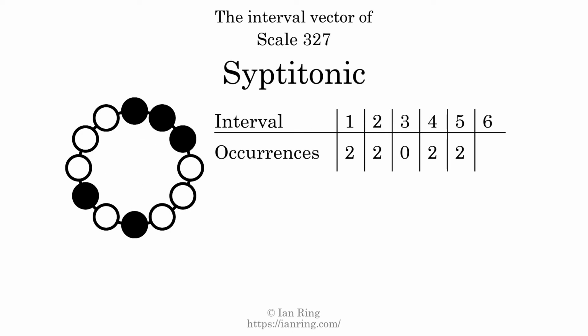There are two intervals with the size of five semitones. They are here and here. There are two intervals with the size of six semitones. They are here and here. Each interval does not appear in this scale a unique number of times, so this is not a deep scale.